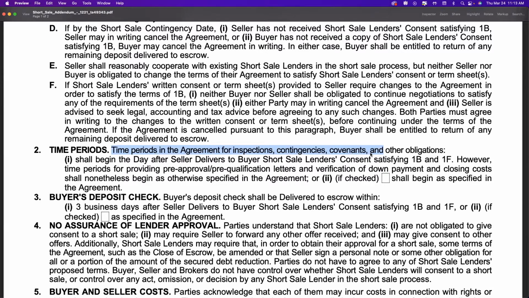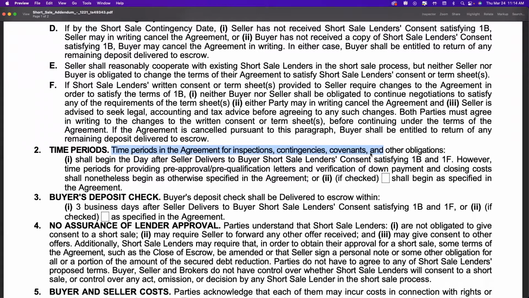Just for smoother transactions, I would suggest that if you are a listing agent, you are aware of the time periods and that you make sure your seller is also aware that, hey, we're not going to get their deposit and we're not going to have them do their appraisal and their inspections and everything until the lender has approved our short sale, until the lender says, yes, we're good with that price, because it doesn't make sense. And as a buyer's agent, you're going to have buyers that are going to be upset with you if you don't explain to them what this means.